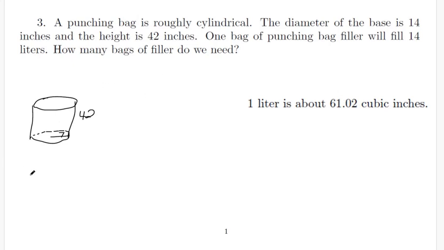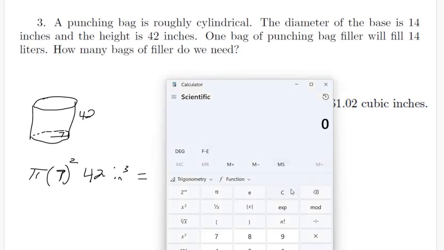Okay, so the volume is area of the base, which is a circle, pi r squared, times h, and that's inches cubed. I won't give you another spiel on why it's cubed. So let's find the volume that we need to fill. This is the punching bag.